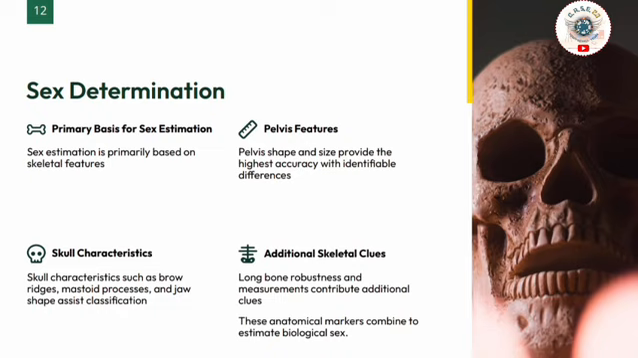The skull also provides important clues. Male skulls often have pronounced brow ridges, square chins, larger mastoid processes, and rugged muscle markings. Female skulls tend to be smoother with rounded contours. Even long bones can help, as males tend to have thicker, stronger bones due to greater muscle mass. When available, DNA from bones provides a definitive answer, but skeletal analysis alone is not enough for reliable sex estimation.